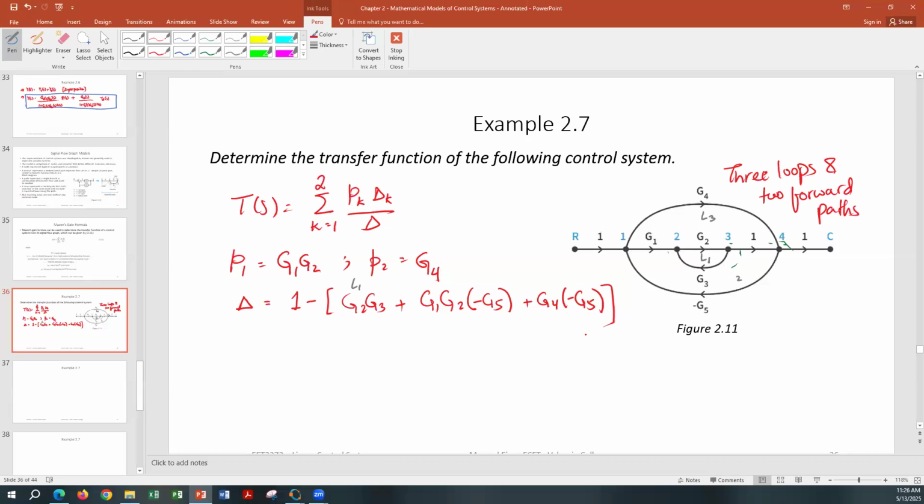A loop has to start and end at the same node. That's a loop. So this is the sum of all the loop gains, L1, L2, and L3.